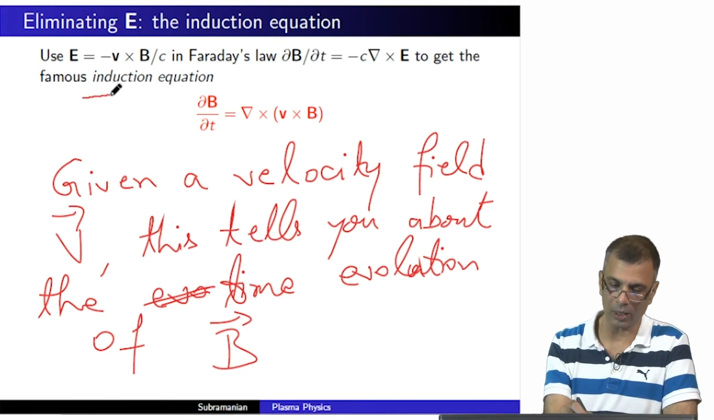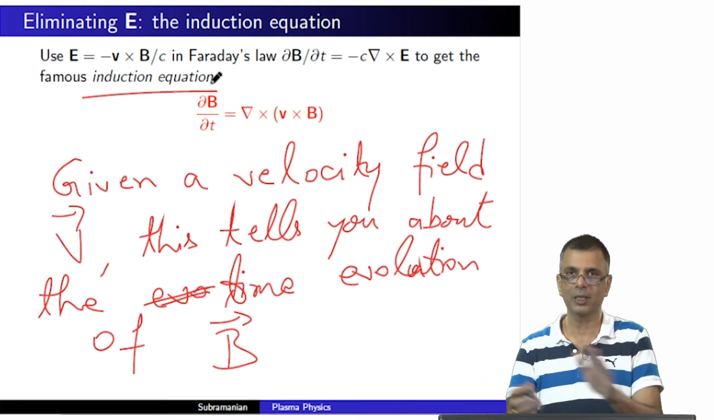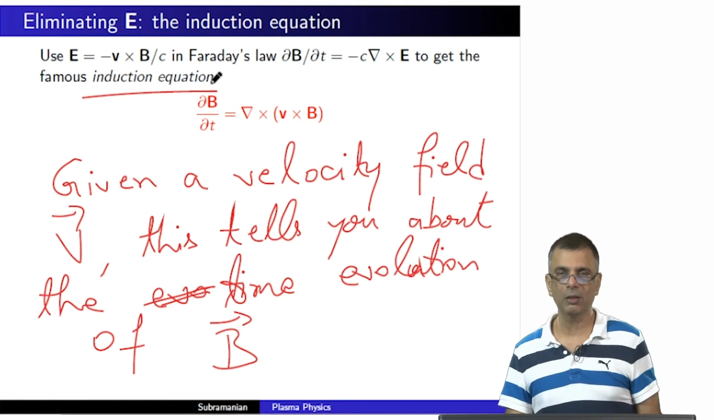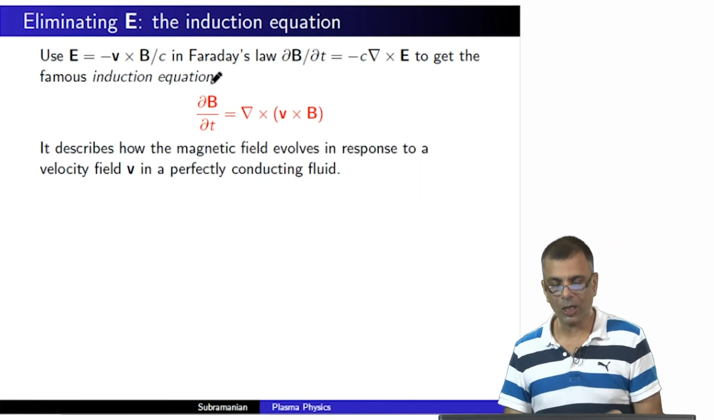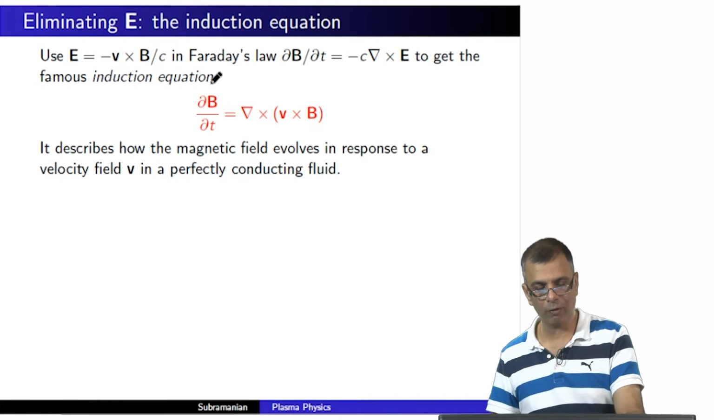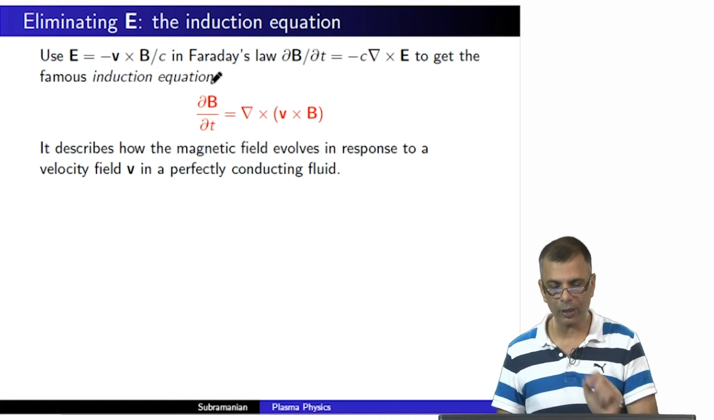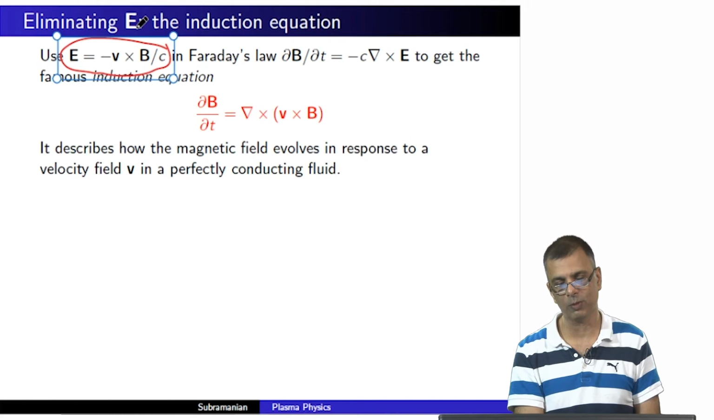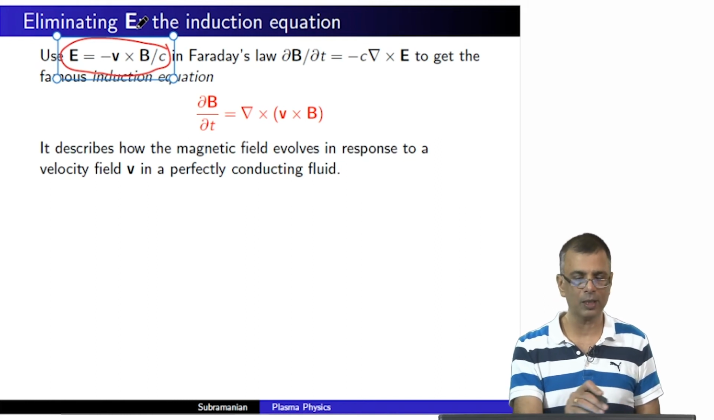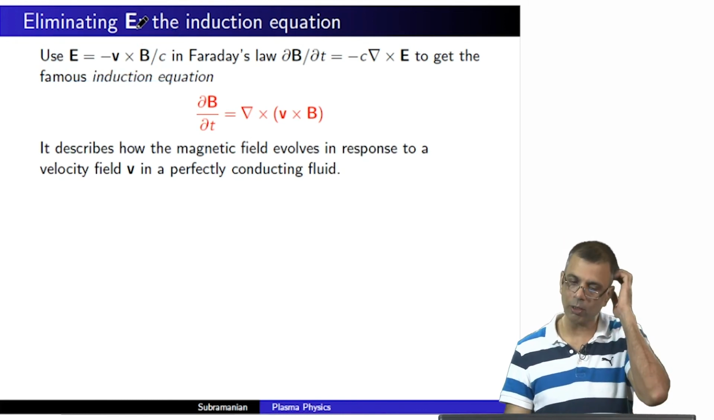It is very, very basic in MHD, and many times when you see the equations of MHD written down, they just start from the induction equation, assuming that you know it. So, it is important to know where the induction equation came from, and this is where it comes from. Okay. It describes how a magnetic field evolves in response to a velocity field V, of course, in a perfectly conducting fluid. Why a perfectly conducting fluid? Because this thing, E equals minus V cross B over C, applies only to a perfectly conducting fluid. If a fluid is not perfectly conducting, this does not apply. Okay. So, as such, the equation as it stands applies only to a perfectly conducting fluid.